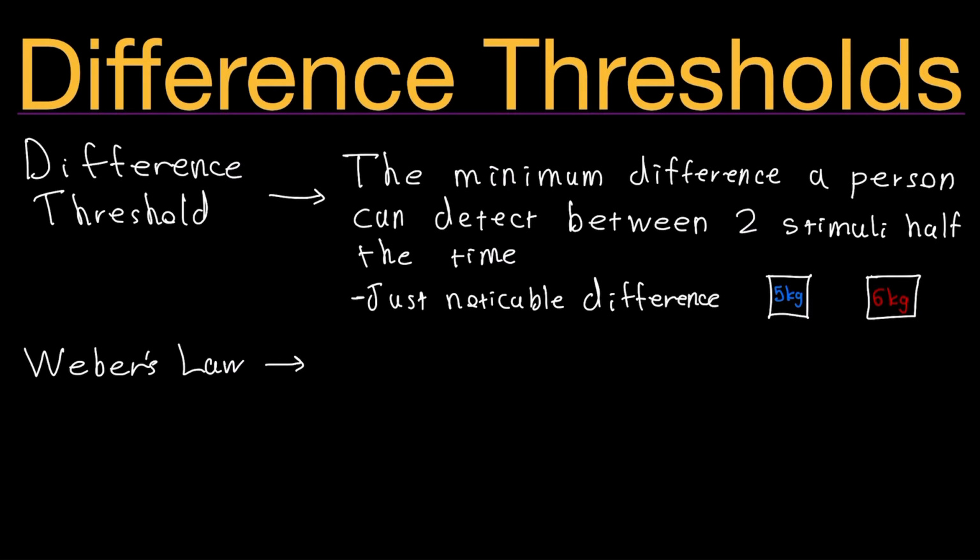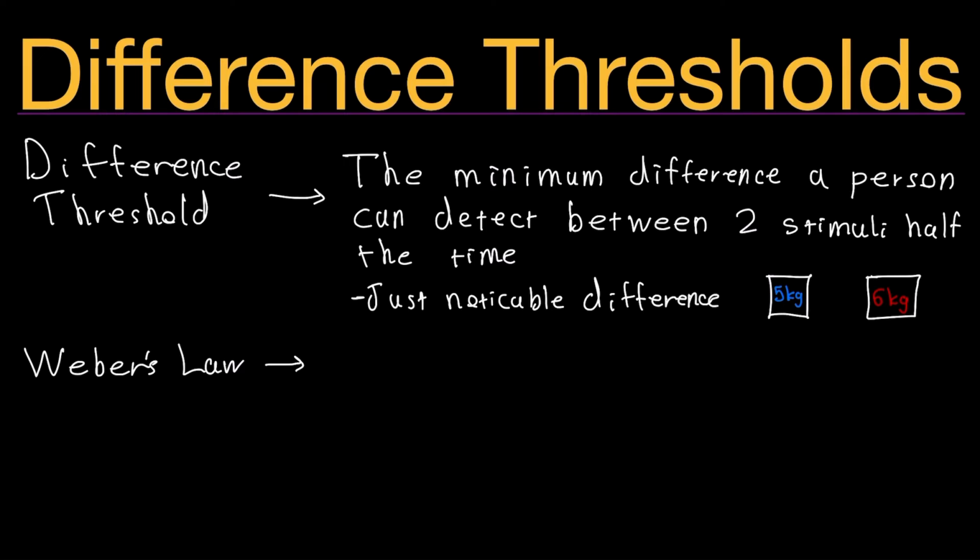An example would be someone tries to lift 5 kilograms of weight and then they try to lift 6 kilograms and they can notice the difference, and the lowest amount of difference, or the just noticeable difference, is going to be the difference threshold.